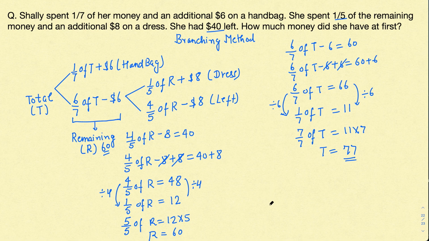So let's write our answer quickly. We can say Shally had $77 at first. So Shally has $77 at first. So that's the solution of this question.